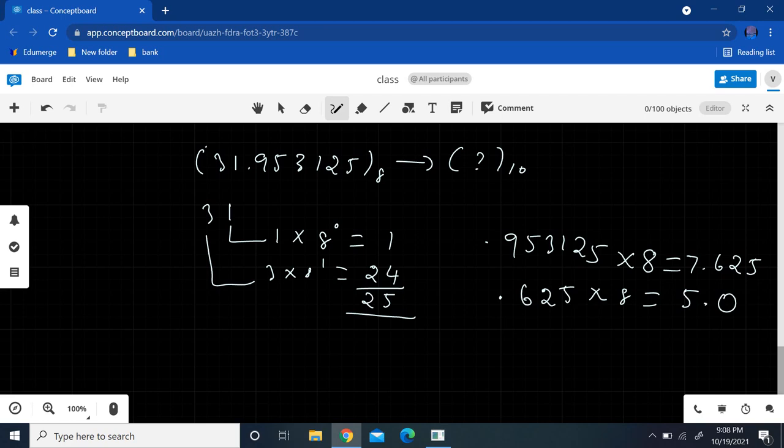If we got 0 after the decimal point, we are going to stop the multiplication. If we didn't get 0 after the decimal point, we continue for 5 or 6 times. After 5 or 6 times, you can stop and write the whole parts alone. So now the equivalent decimal conversion: for 31 we got 25, and for 0.953125 we got 0.75. So this is our equivalent decimal conversion.